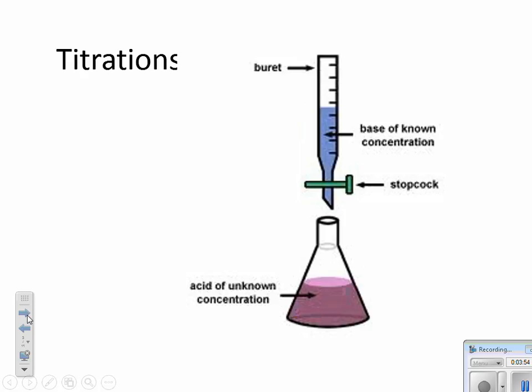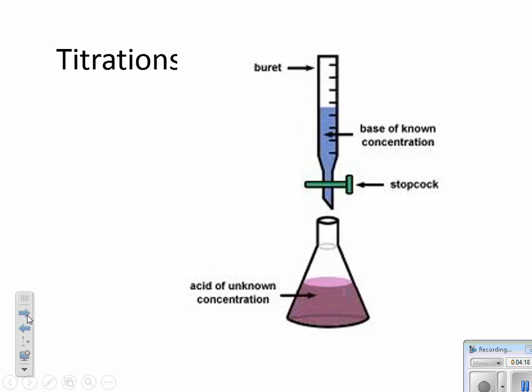So this is what a titration setup looks like. You can see that what we have here on the top is the burette. That is what is going to measure the known volume of our titrant that is delivered. So we measure the volume of the titrant from our burette, and you can see that it says what is in there is the base of known concentration.